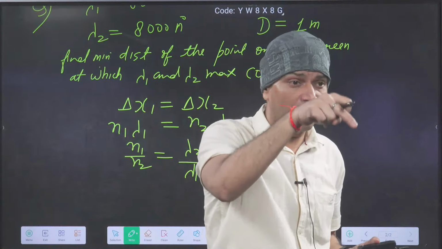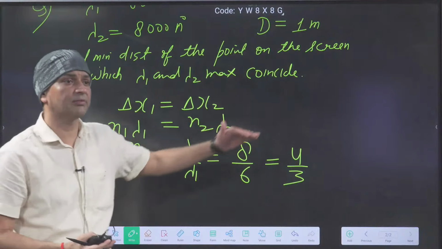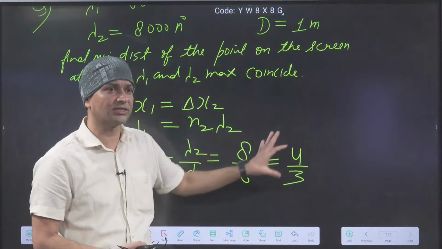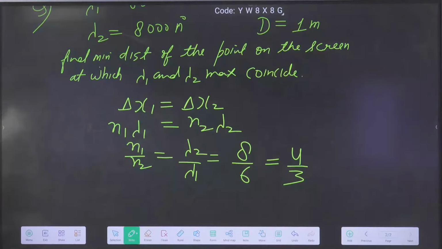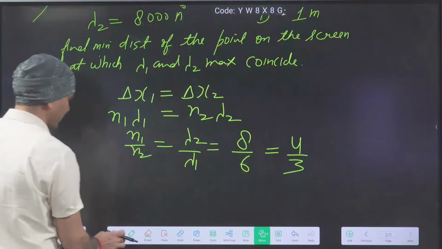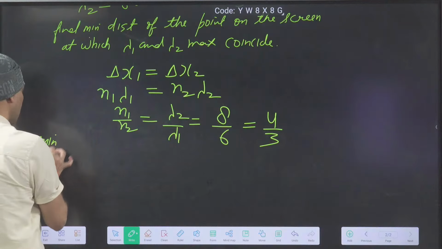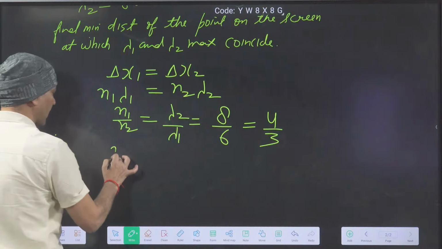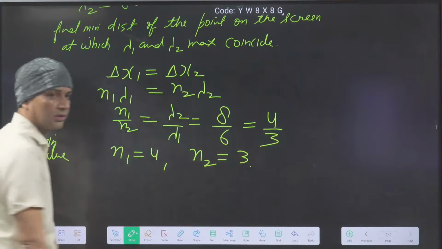But what is the minimum number? The minimum number we will decide when we have the simplest ratio. Now in the simplest ratio, I can say N1 is equal to 4, N2 is equal to 3. Everybody got it or not? So the minimum value, N1 is equal to 4 and N2 is equal to 3.